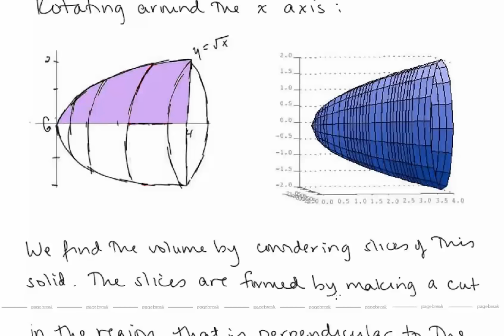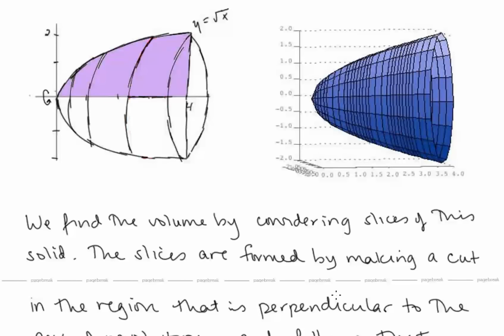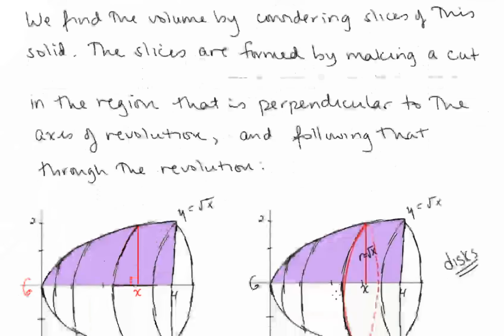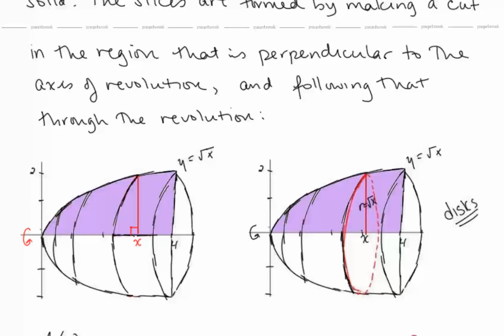Now, how can we find the volume of this solid? We find the volume by considering slices of the solid, and the slices are formed by making a cut in the region that is perpendicular to the axis of revolution, and following that through the revolution. So here's the axis of revolution, that's the x-axis. So we make a cut in the region perpendicular to the x-axis. So we've got this red cut here, and then we're following that through the entire revolution.